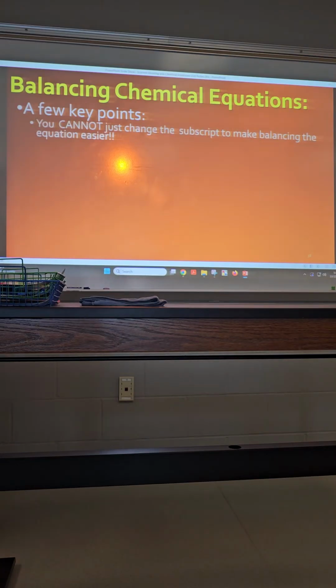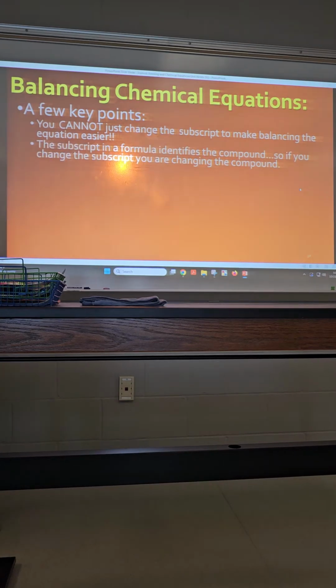So you cannot just change that little subscript to make balancing the equation easier. That would be really nice if you could. But we know that that is part of the chemical formula and that is not allowed to change. The subscript in a formula is an identifying part of that compound. So if you change the subscript, you're changing the compound.